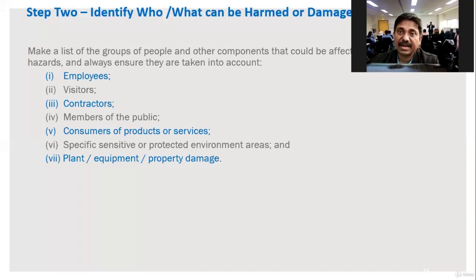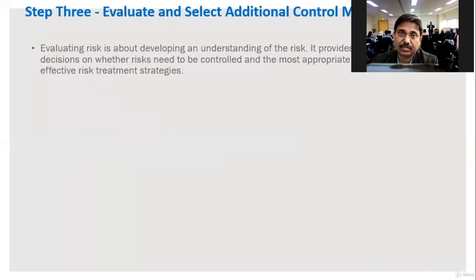Step 2, identify whom or what can be harmed or how it can be damaged. Make a list of these groups or types of people like employees, visitors, contractors, members of the public, consumers, products or services, and specific, sensitive, protected environment areas, like environment risk, plant, equipment, property damage.